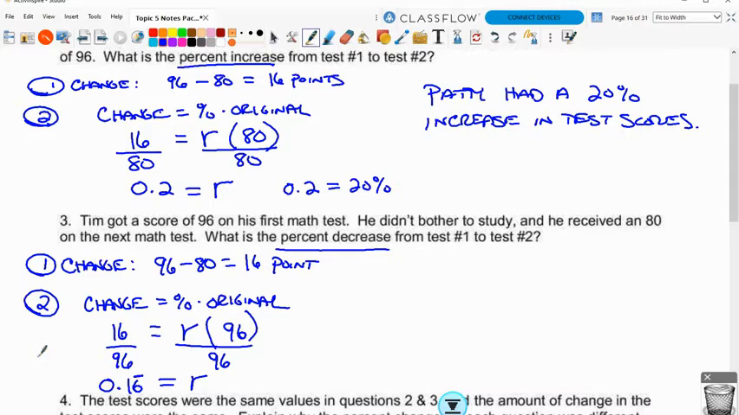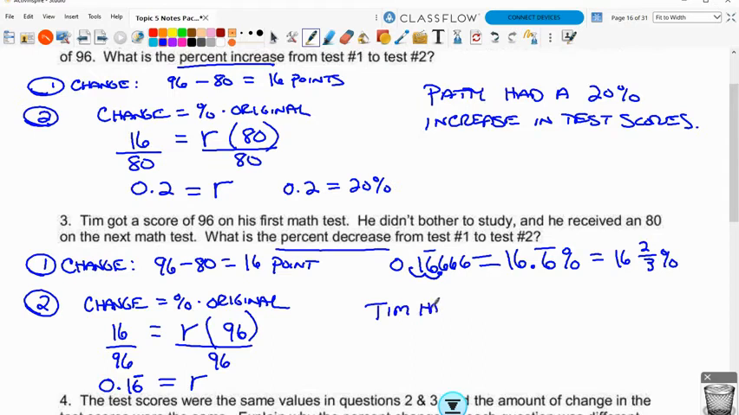Now we're going to convert this into a percentage. 0 and 16 hundredths with the 6 repeating. Remember, that means that there's a whole bunch of 6s after that. You take this decimal point and you move it once, twice to the right. So now we're going to have 16, and notice that, again, there's still a bunch of 6s here, so 6/10 repeated as a percentage, and this is better known as 16 2/3%. Okay, so we can say here that Tim had a 16 2/3% decrease in test scores.